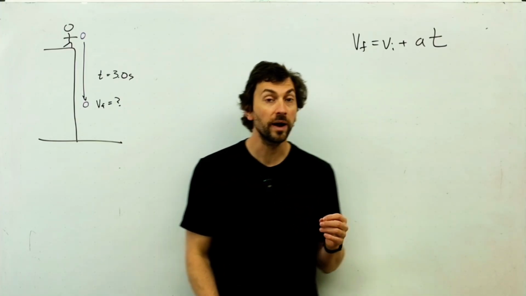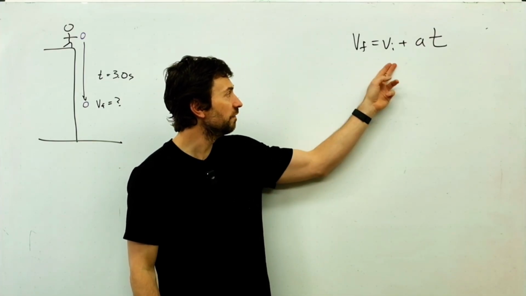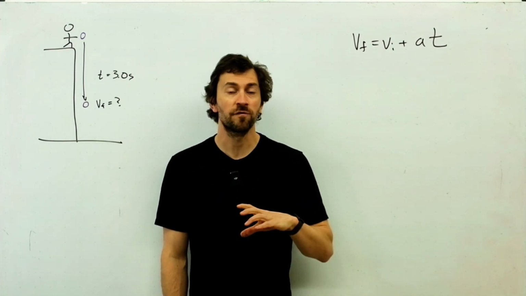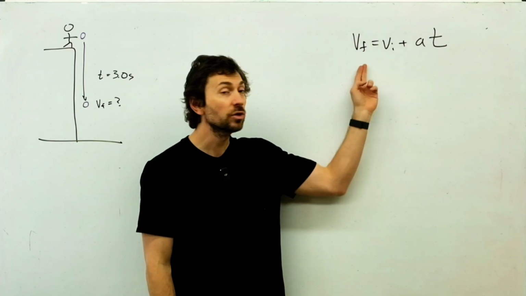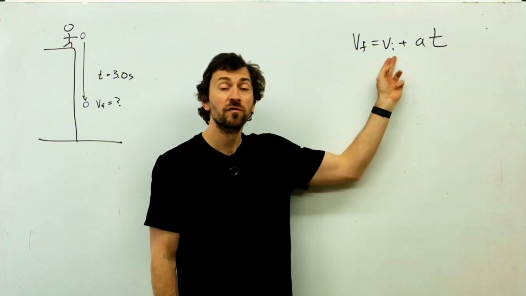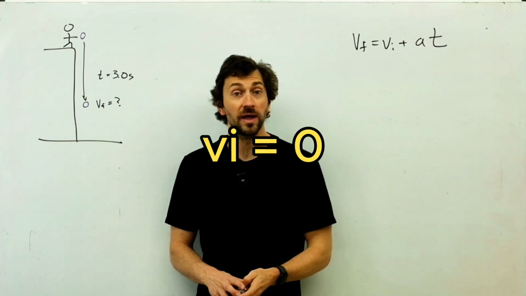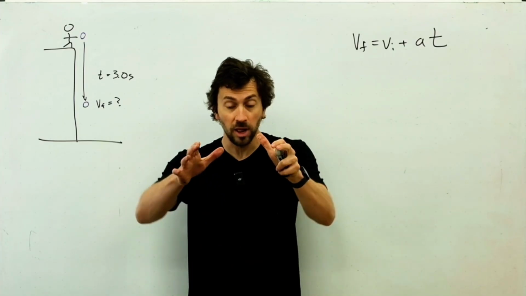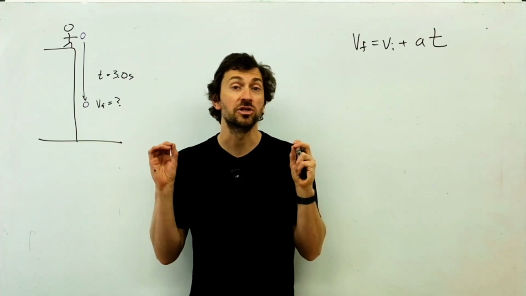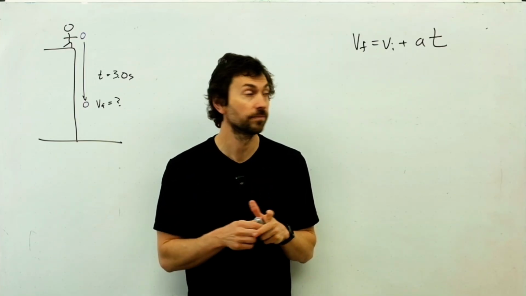Now, if we look at the equation, we see there are 4 variables: v final, v initial, acceleration, and time. So we need to fill in stuff for all the variables, but we're looking for the final velocity. So let's think about these 3 variables one by one. Firstly, v initial. What's the initial velocity? It's actually 0. I said this person was holding a ball and they dropped it. At this moment, when they let their hands go of the ball, it's not moving at all. So in this circumstance, the initial velocity is 0.